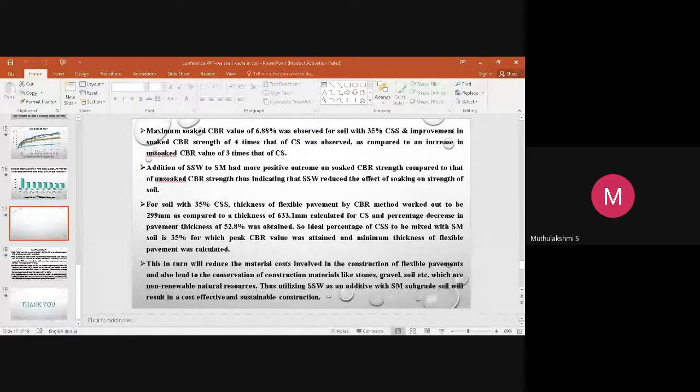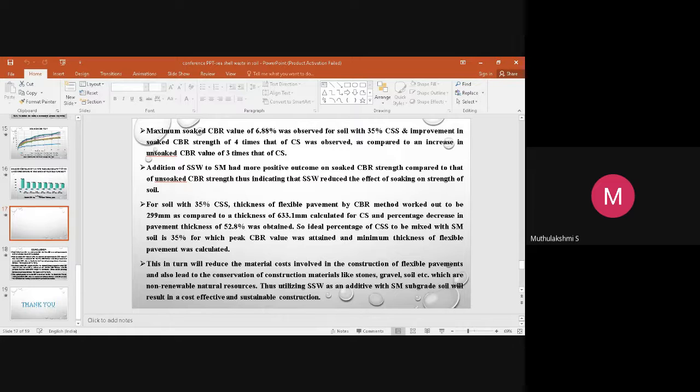A maximum soaked CBR value of 6.88% was observed, an increase of four times that of the control specimen, as compared to the unsoaked CBR increase of three times. So we can conclude that adding seashell waste to silty sand soil had a more positive effect on soaked CBR strength as compared to unsoaked CBR strength, indicating that seashell waste reduced the effect of soaking on the strength of the soil. The thickness of the flexible pavement also reduced, and the percentage decrease was found to be 52.8%.